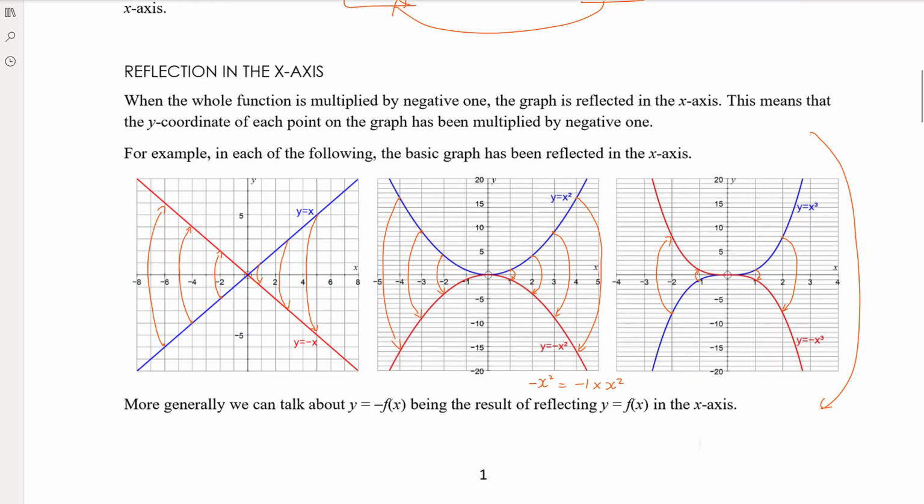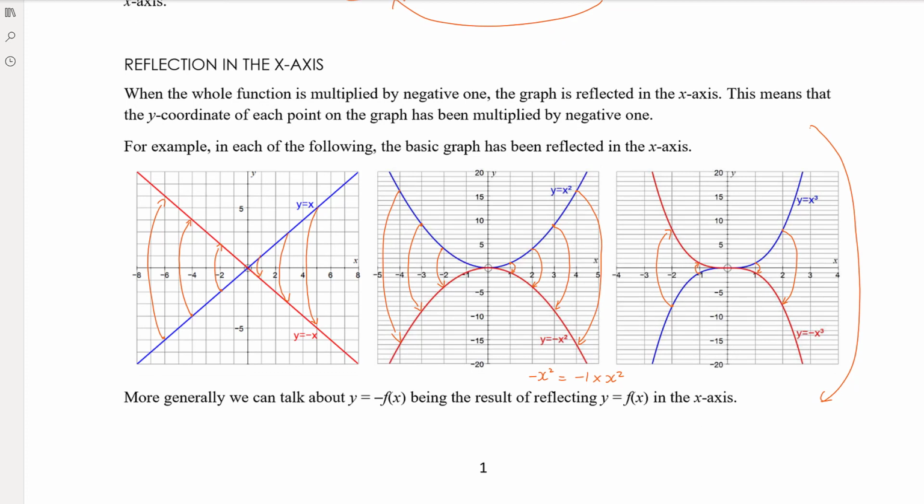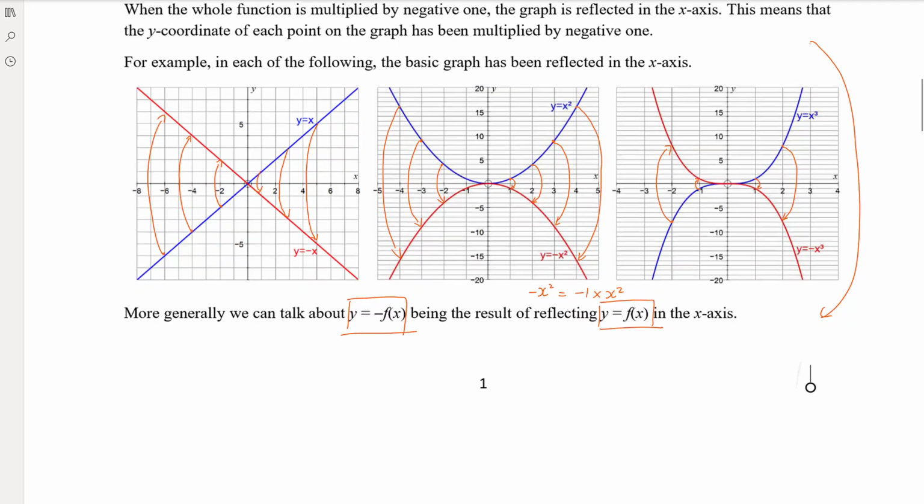And again, we can generalize that to all functions. So y equals -x is y equals x reflected in the x-axis. Y equals -x squared is y equals x squared reflected in the x-axis. Y equals -x cubed is y equals x cubed reflected in the x-axis. Y equals f of x, when we multiply it by -1 and get y equals -f of x, it causes a reflection in the x-axis. Okay, so the graph is mirrored over the x-axis.